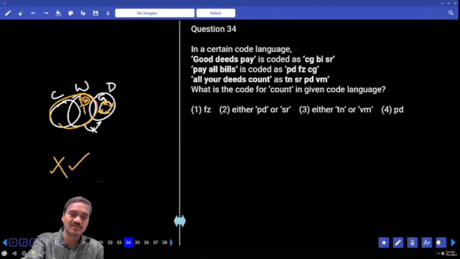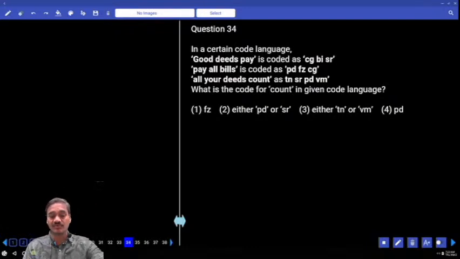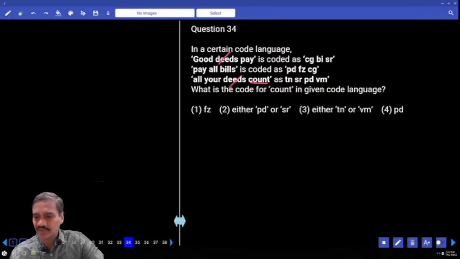Then the 34th one, question number 34. Now in this 34, we need to find out the code for the word count. Count code, and where is count here? Count is somewhere here. All your deeds is completed. And what is the code that is common here? TNSR. SR is common.